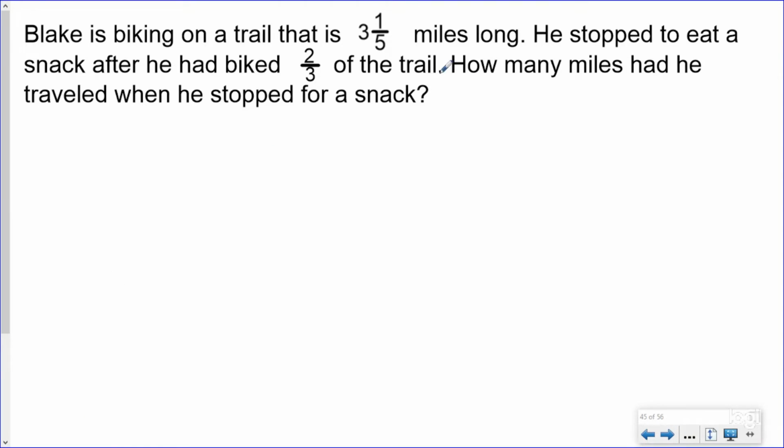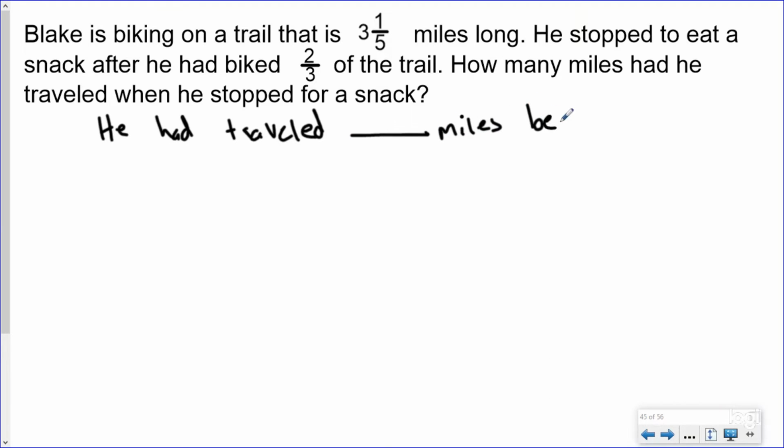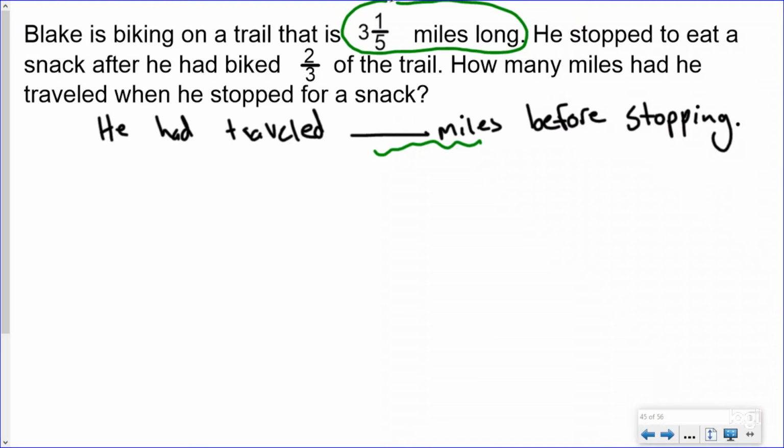So my question says, how many miles had he traveled when he stopped? So my statement is going to say, he had traveled blank miles before stopping. So when I go back to identify, I'm obviously looking for anything about miles or anything he was traveling or stopping. So it says Blake is biking on a trail that is 3 1/5 miles long. That's about miles. I should circle that.